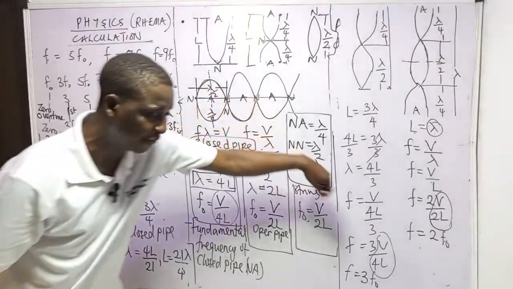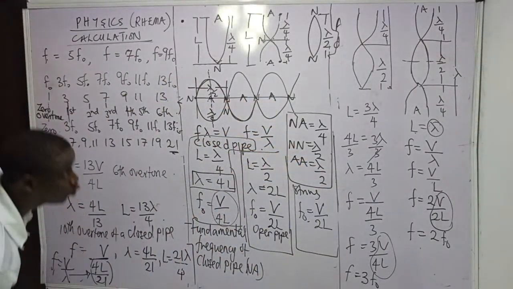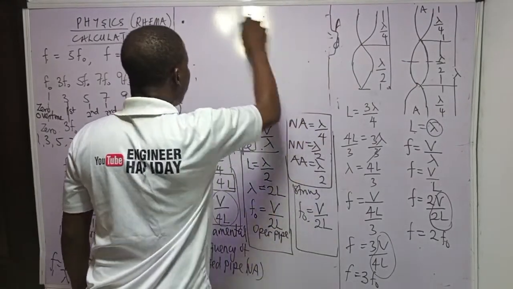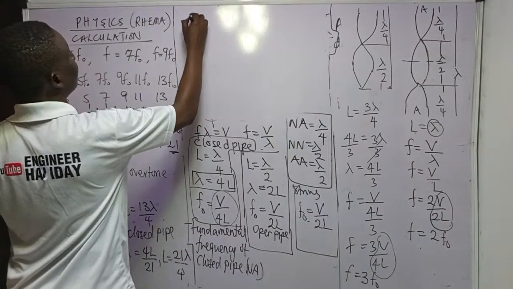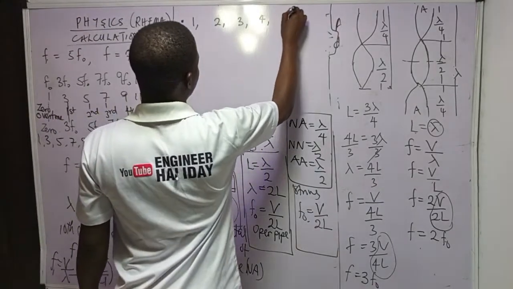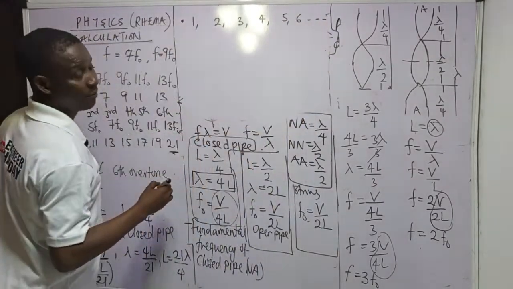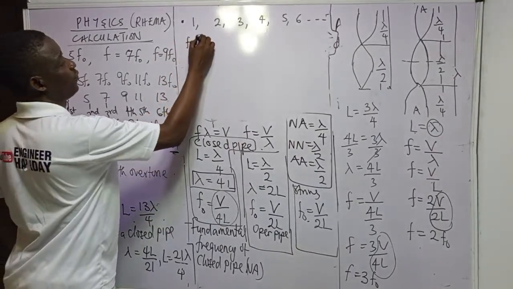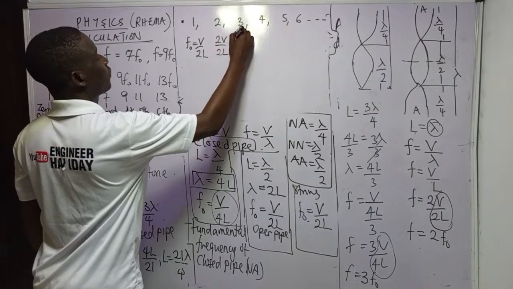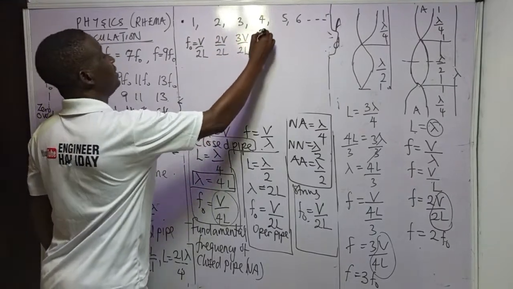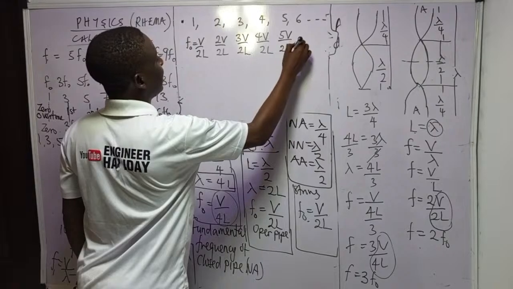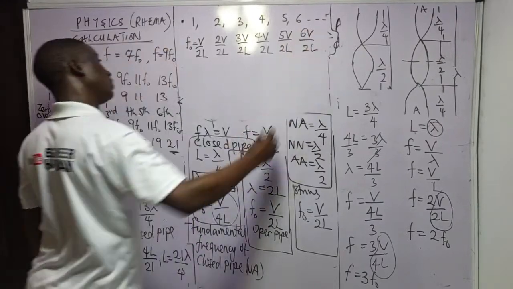Fourth one, 4F0. So for open pipe and strings, look at it. Their number is 1, 2, 3, 4, 5, 6, and so forth. That means that they have fundamental frequency of V over 2L. The next one is 2V over 2L. The next one is 3V over 2L. The next one is 4V over 2L. 5V over 2L. 6V over 2L. So that's what we are going to have.